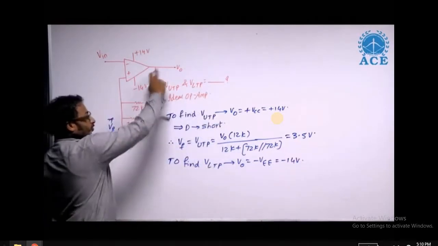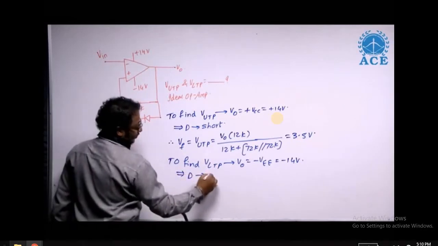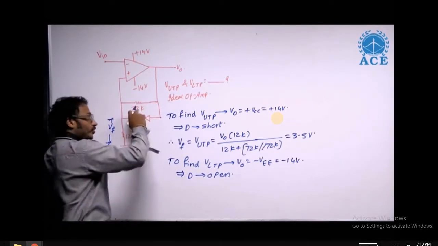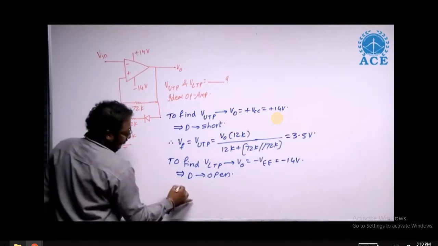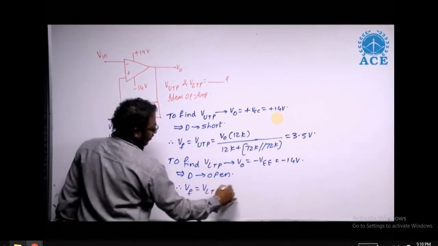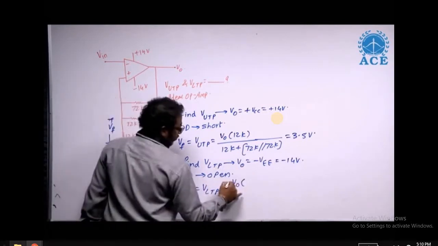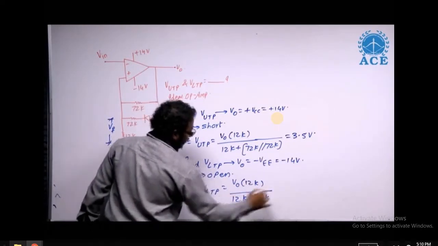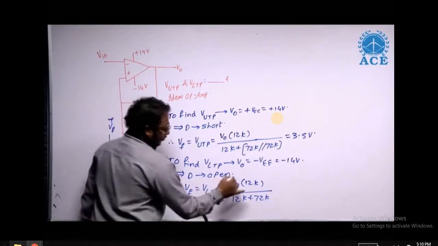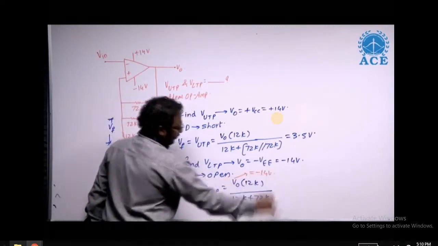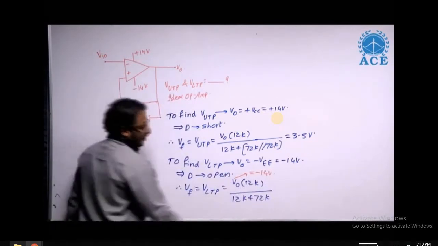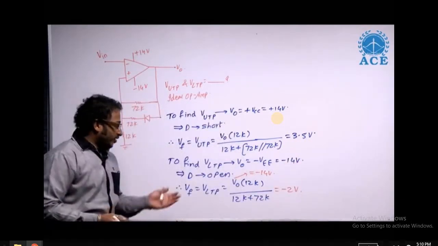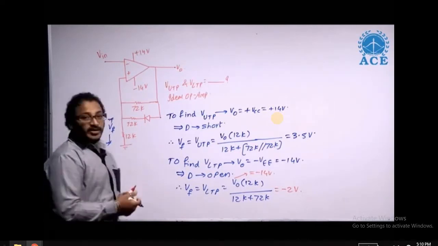So once it is minus 14 volt, I understand the diode acts as an open switch. Once the diode is open, this branch can be taken as open. Hence, I should include only 72k in this connectivity. Therefore, the feedback voltage, which is the lower threshold point, is none other than V naught into 12k whole divided by 12k plus 72k, where this V naught value is minus 14 volt. Am I right? So if I substitute that and simplify, I understand you will be getting minus 2 volt. Hence the upper threshold point is 3.5 volt and the lower threshold point is minus 2 volt for the given Schmitt trigger circuit. Thank you so much.